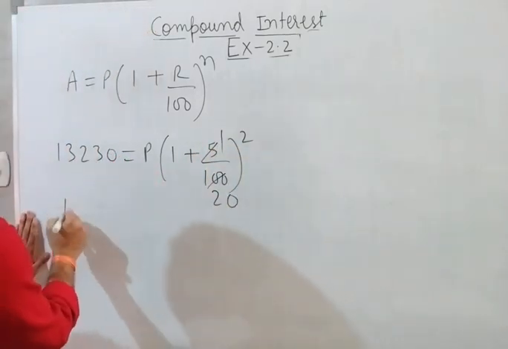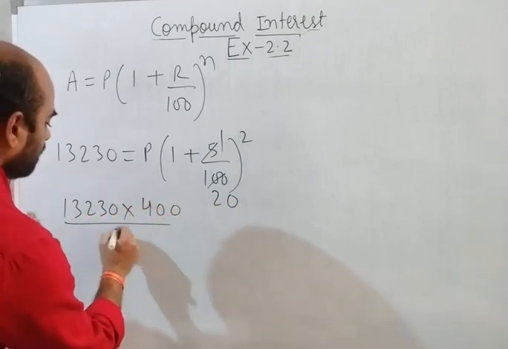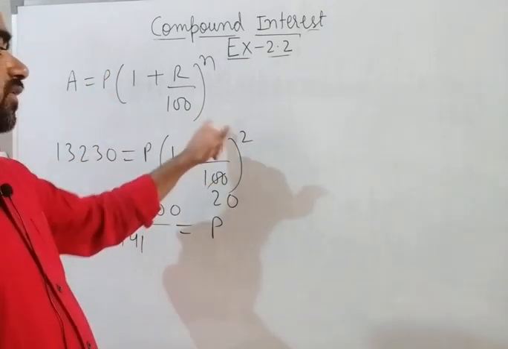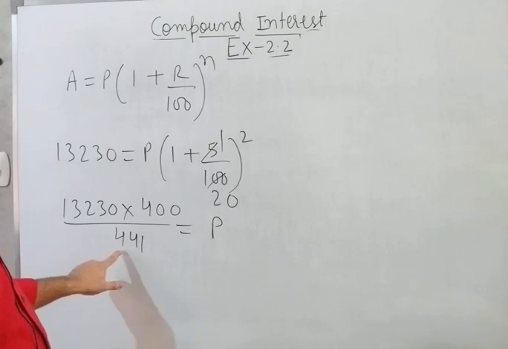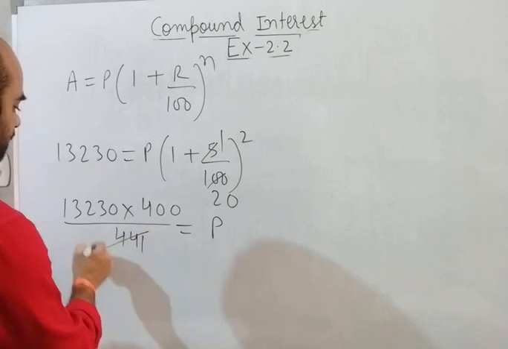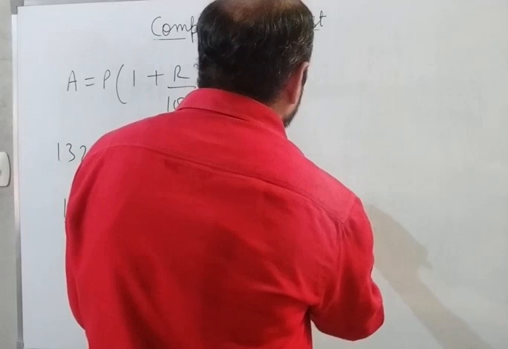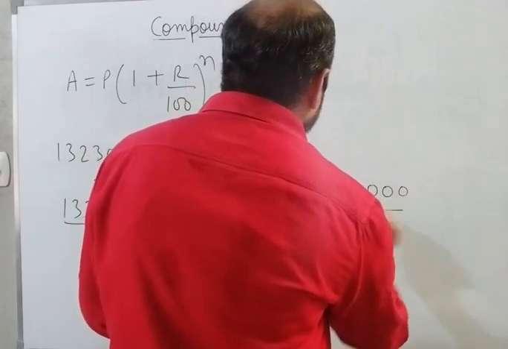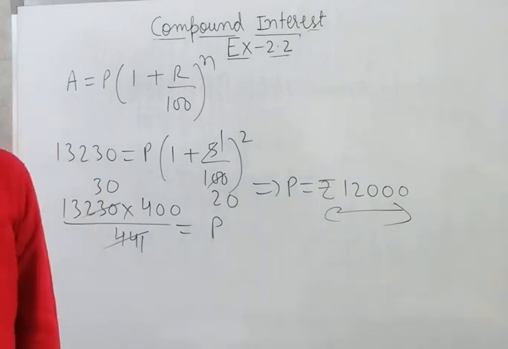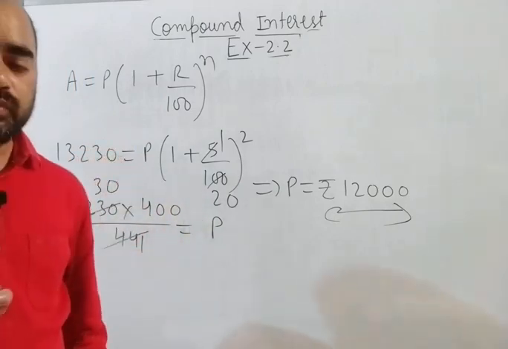So finally you can get 13230 into 400 upon 441 is equal to P. 1 plus 1 by 21, 21 by 20 square. So this will come what? Check it, by 3. Yes, this will come 30. So principal will come 12,000. Sum or principal means original principal or sum principal initially. Okay, so this was your exercise 2.2. Thank you.